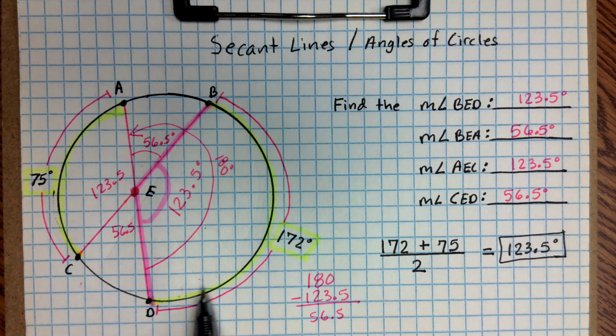So just remember, when you see two arcs that are formed by these intersecting lines and they give you the measures, just add them together and divide by 2, and you can go ahead and get that interior angle that's across from it.